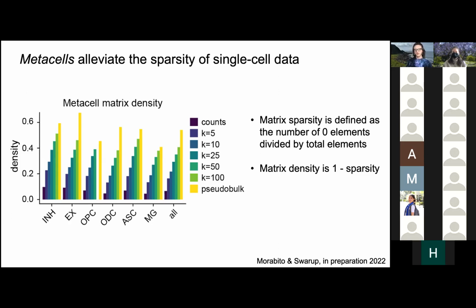Yeah, so I guess there's a couple of problems. If you want your downstream steps to run quickly, you'd want to have a smaller data matrix. So if you use a really small number for K, you're going to end up with more meta cells.